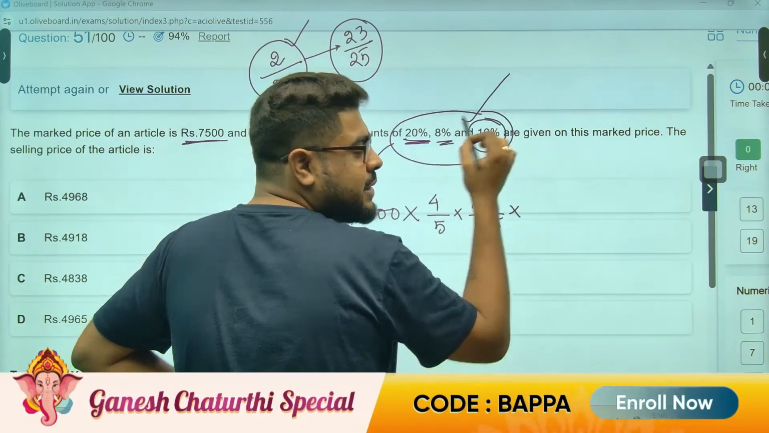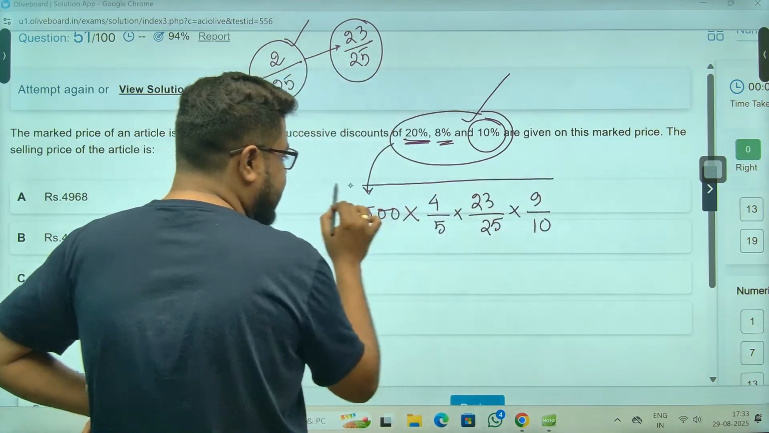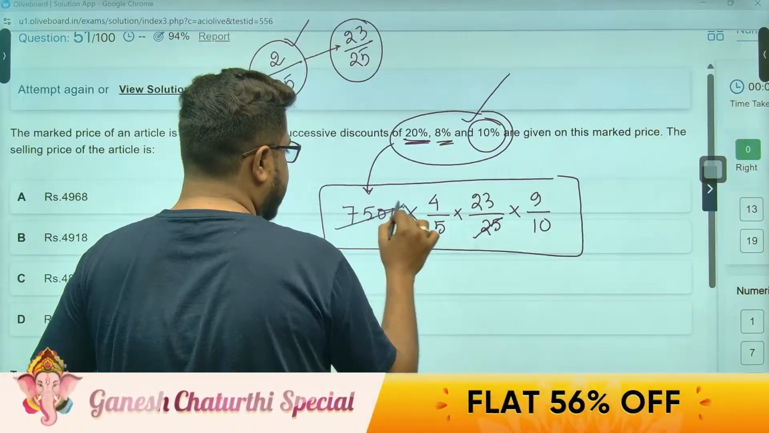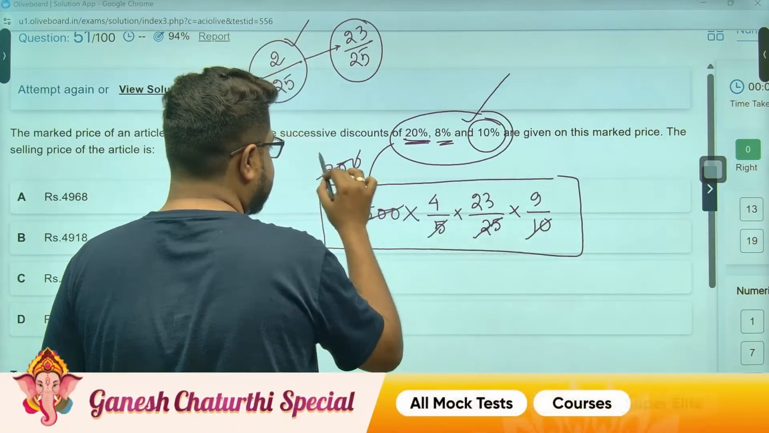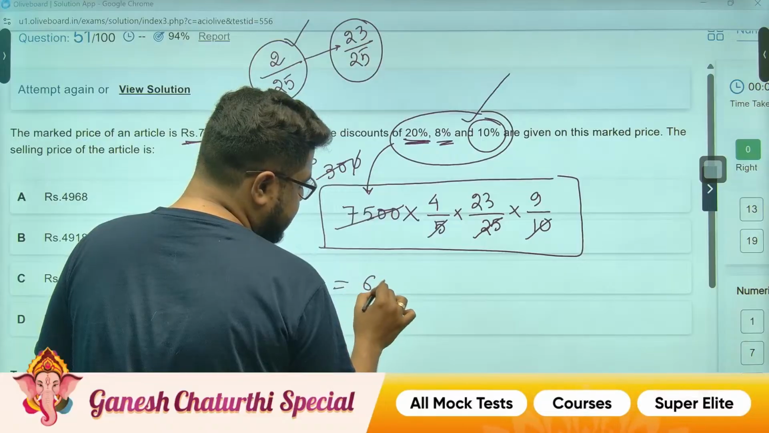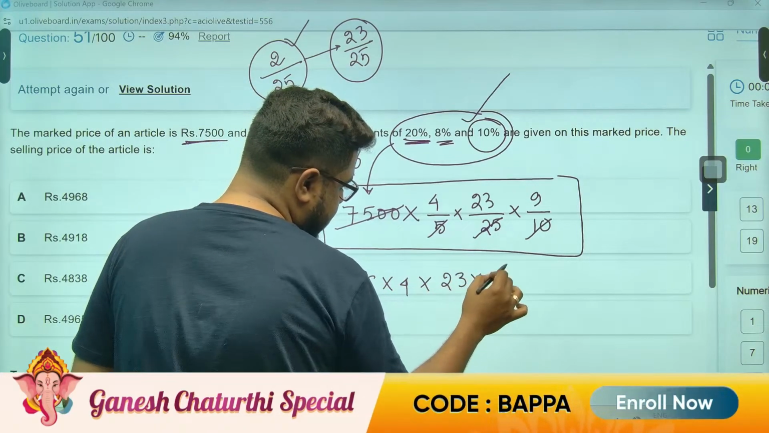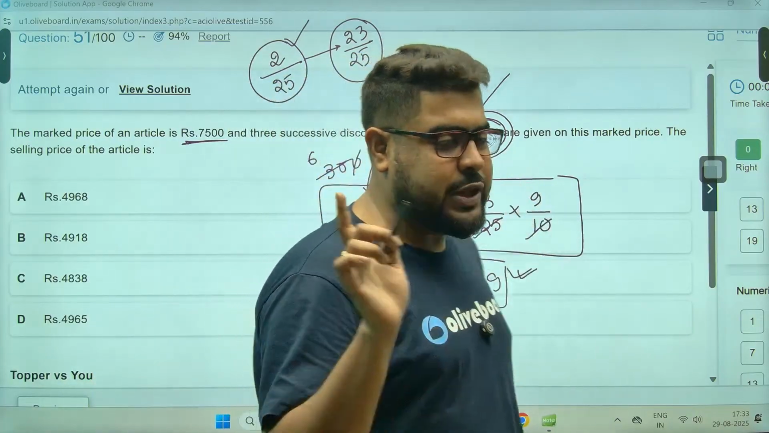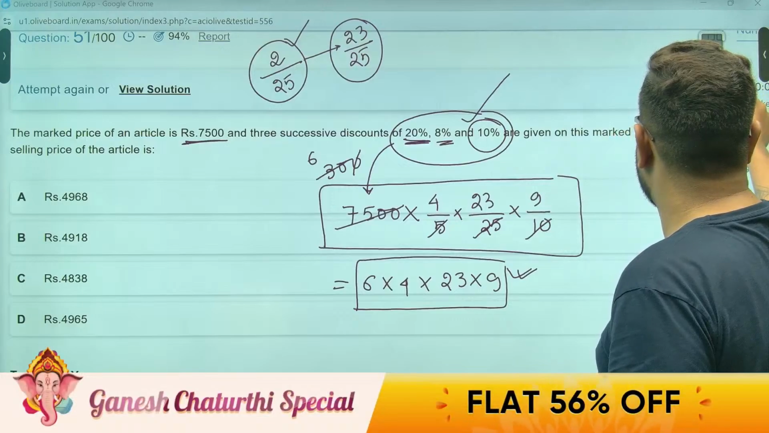10% discount, meaning 1 minus 1 by 10, meaning 9 by 10. So my answer will be this. If you 25, 300, 0, 0, 5, 6. So my answer is 6 into 4 into 23 into 9. So you can now, my answer, don't do the question. Don't solve.